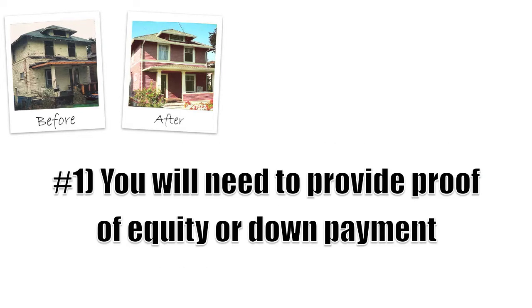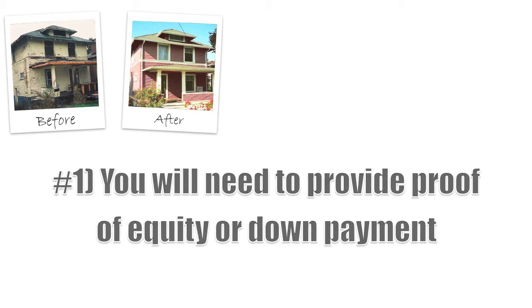Number 1, you'll need to provide proof of equity or down payment. If you already have money in savings, retirement, IRAs, etc., you'll simply provide statements to document this if you're using this as your source of equity or down payment. Lenders vary as to how many months you'll need to provide. Some will want as many as 3 months, some as little as a current balance that you can pull online on your account and print that daily balance.